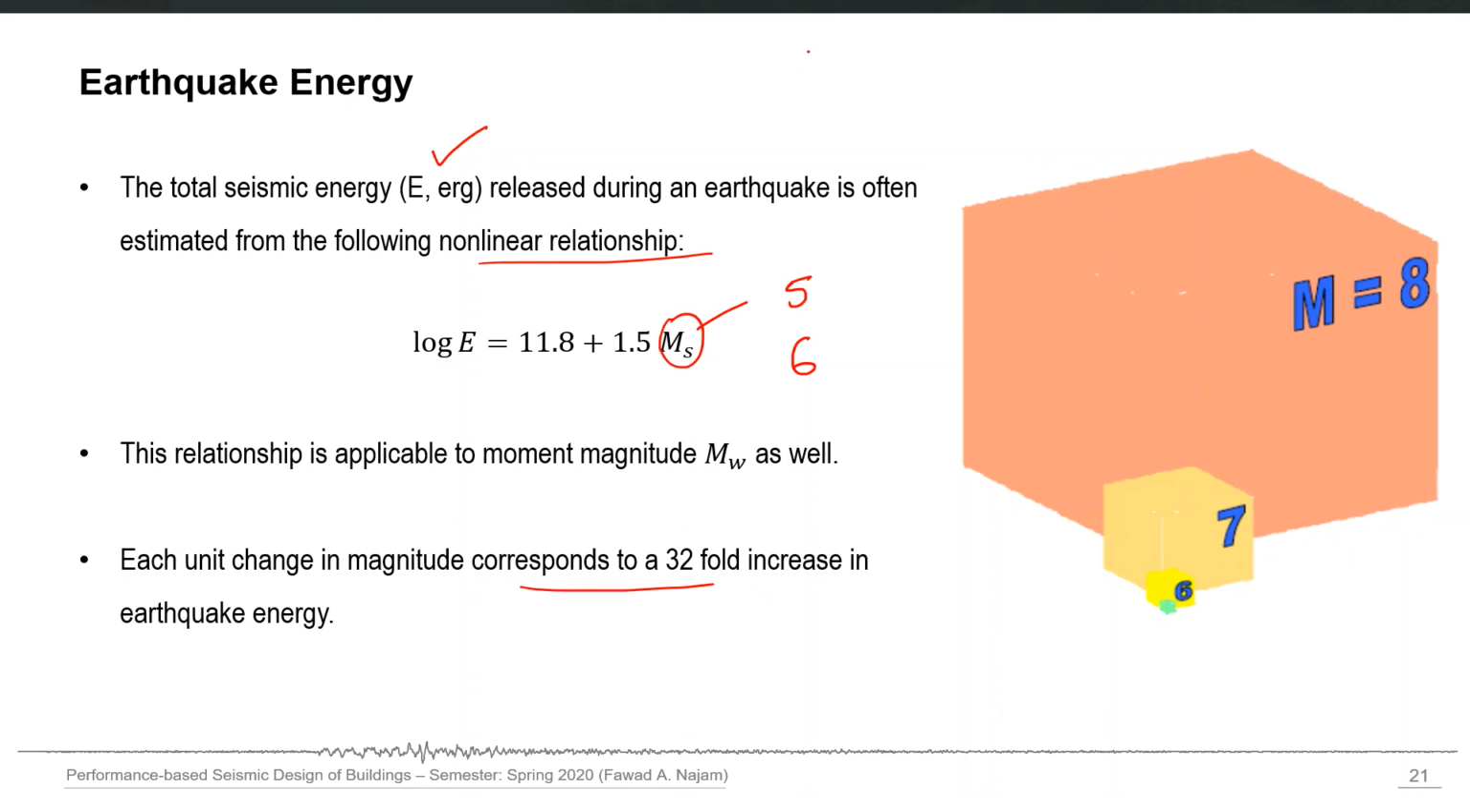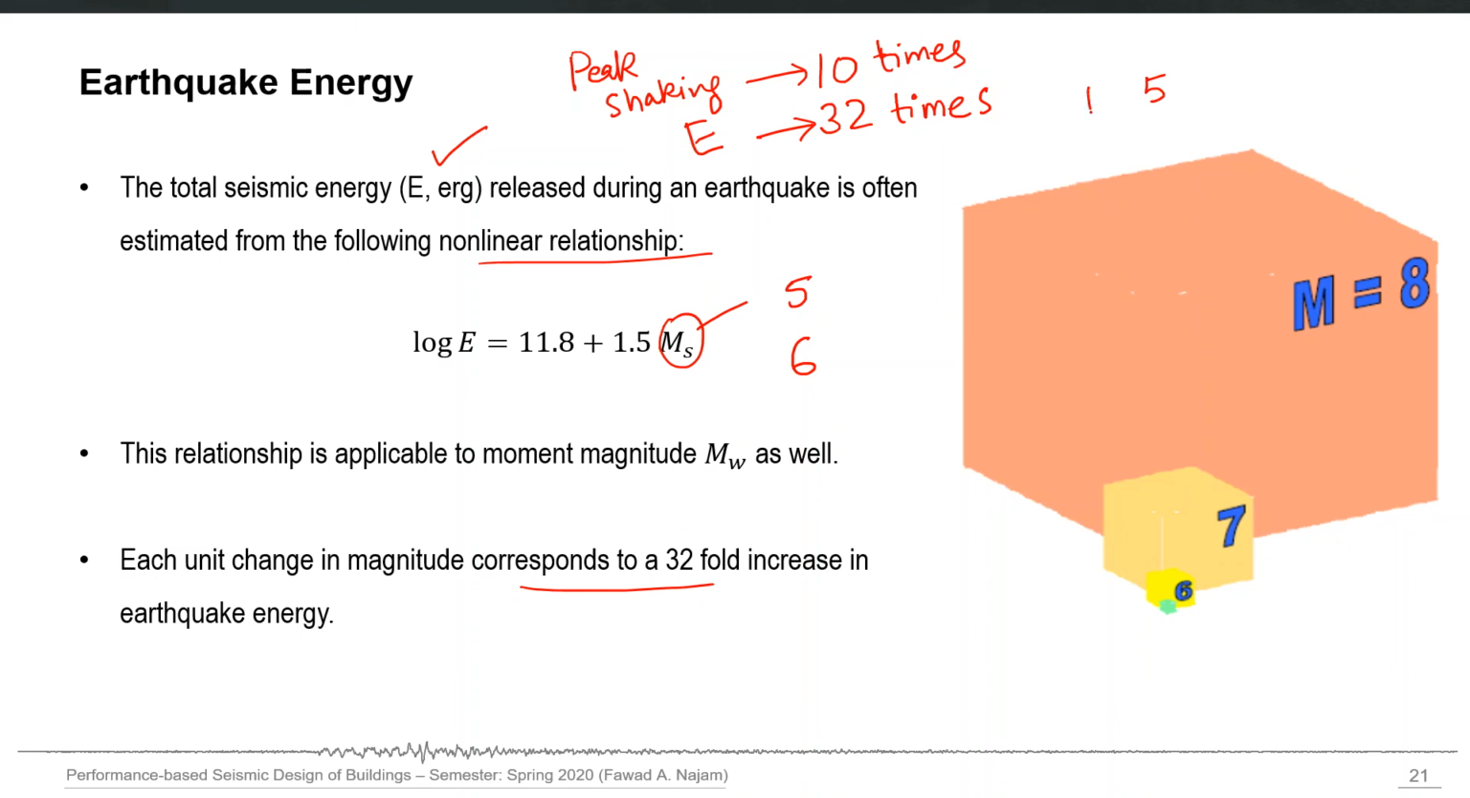So the intensity of the shaking or the amplitude of the displacement is increasing 10 times, but the amount of energy is increasing 32 times for each unit increase in magnitude. So I repeat here that peak amplitude or peak shaking increases 10 times with each unit increase in the magnitude. But the amount of energy increases 32 times for 1 unit increase in the magnitude. So the increase is exponential. It is not linear.